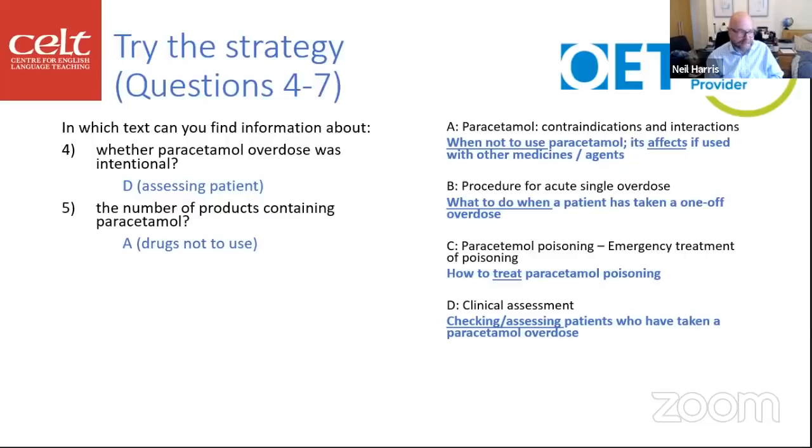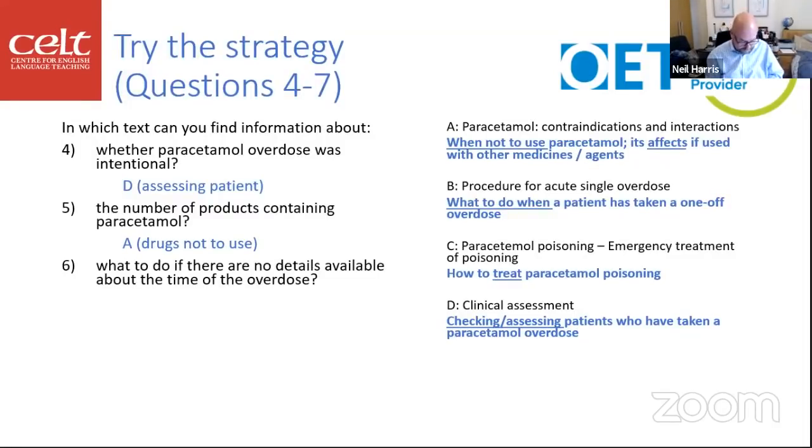Sudha here in chat has put in her complete set of answers. Hi there, Sudha. And so she's got D and 5A correct. Let's see how Sudha has done for question 6. What to do if there are no details available about the time of overdose? Notice that "what to do." Interestingly, we actually use the words "what to do" for B. And yes, there's the match.